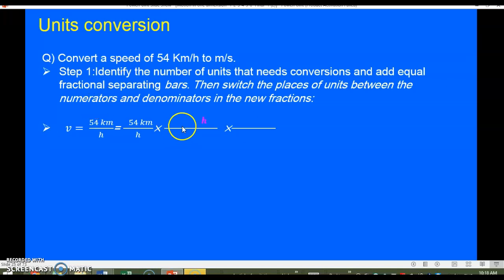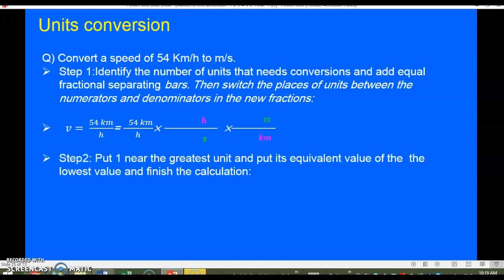Then we switch the places of units between the numerators and denominators in the new fractions. We consider the first one here for the time units. So in the original one, we had the hour in the denominator. Now we write it in the numerator. And the other one for the distance, we had kilometers in the numerator in the original one. Now we put it in the denominator. Then we fill in the units to which we are converting. So hours is going to be converted to seconds and kilometers to meters.